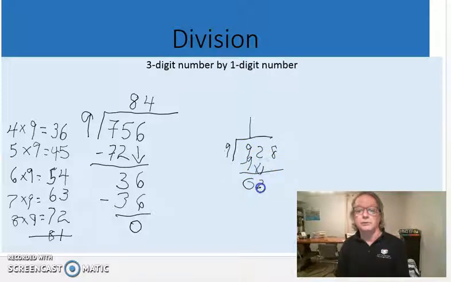Then you bring down your 2. 9 won't go into 2. It's too small. So now you have a 0. And now you bring down an 8. And you say, how many times does 9 go into 28? It's actually going to be 3 times. 3 times 9 is 27. And this time you have a remainder. So you have a remainder of 1.